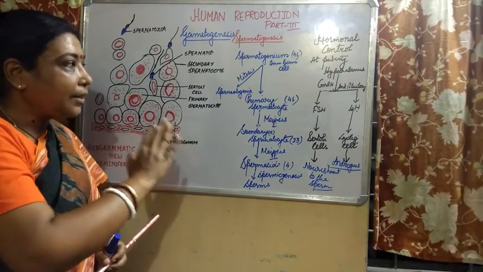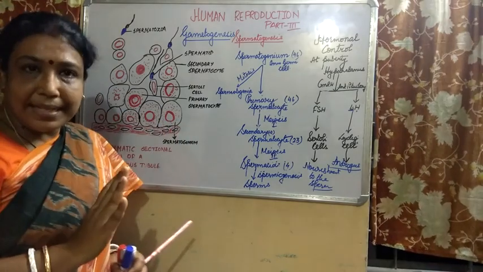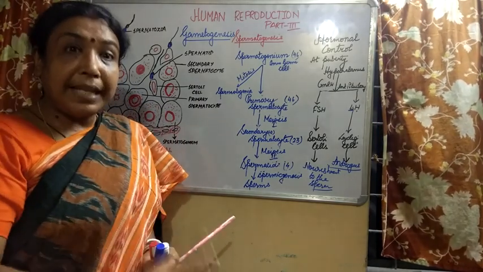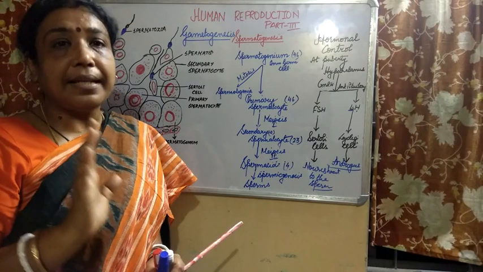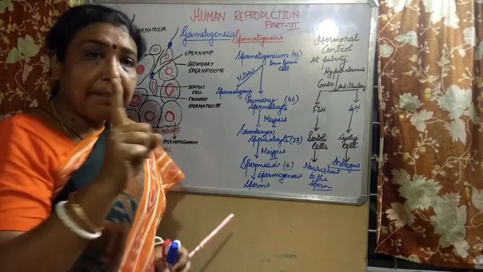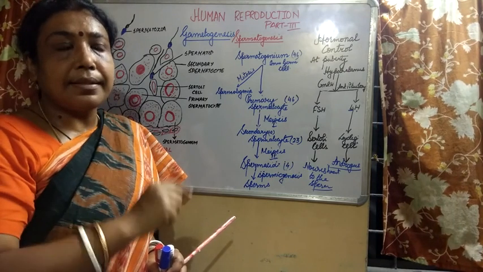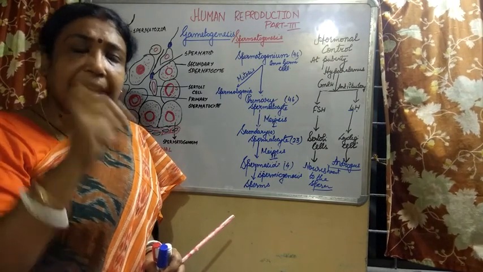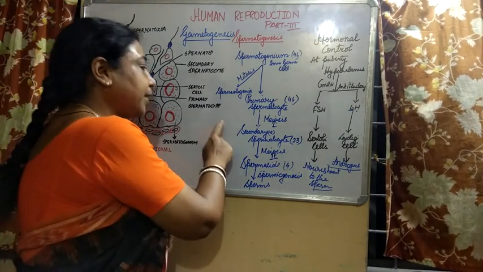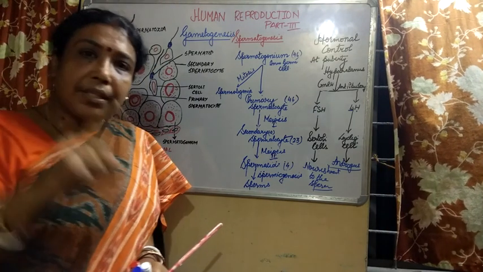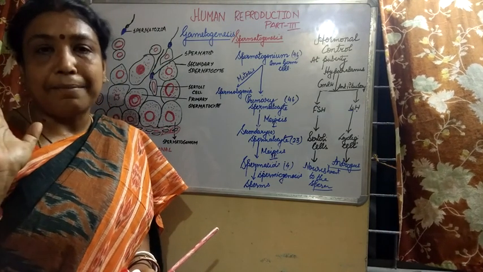I don't think I should repeat it again, children. This is all for today. Please go through it very nicely, because it is a 5 marks question. If you go through the CBSE question papers, you will see every alternate year there is one question either from spermatogenesis or oogenesis, that too a 5 marks question.